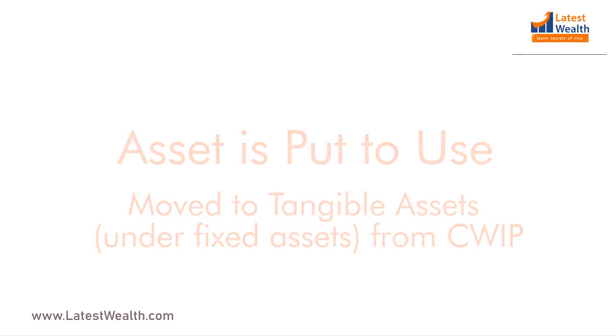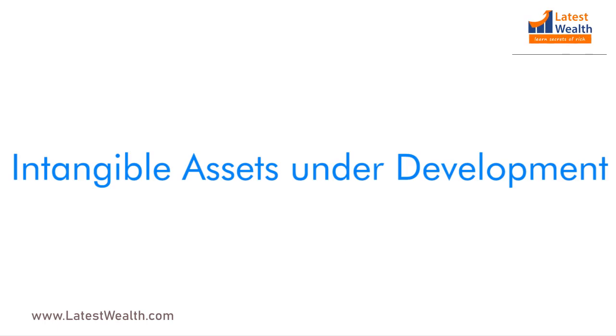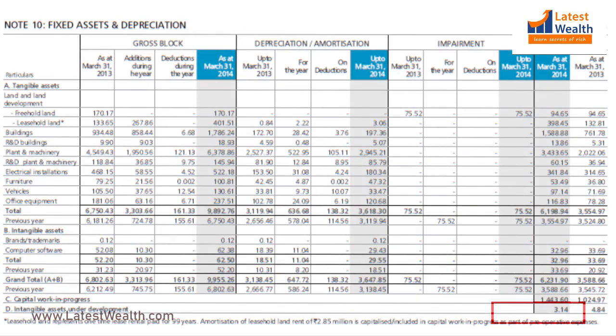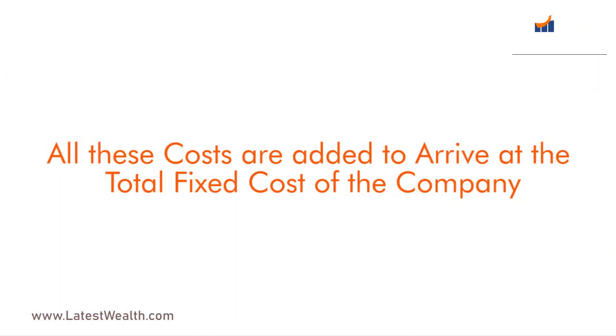The last line item is intangible asset under development. This is similar to CWIP, but for intangible assets. The work in progress could be patent filing, copyright filing, brand development, etc. This is at a very nominal cost of 0.3 crores for ARBL. All these costs are added to arrive at the total fixed cost of the company.